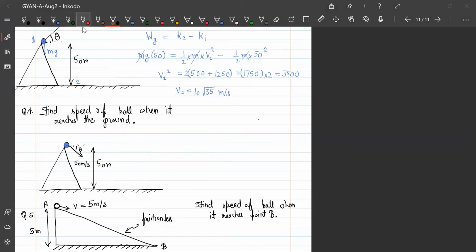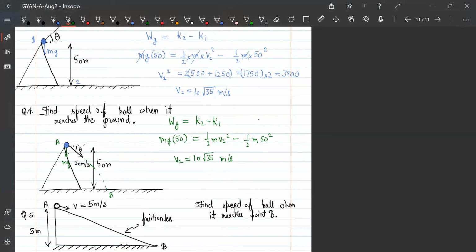Aditi, fourth case में कितना आंसर आ रहा है? Oh, this is an easy question, taking a lot of time. Same है, mg force नीचे लग रहा है, there is no other force on it. So work done by gravity will be again mg into 50, because ball is going downwards. That will be half m into v2 square minus half m into 50 square. Same calculation, everything is same. So final velocity will be again 10 root of 35 meter per second.